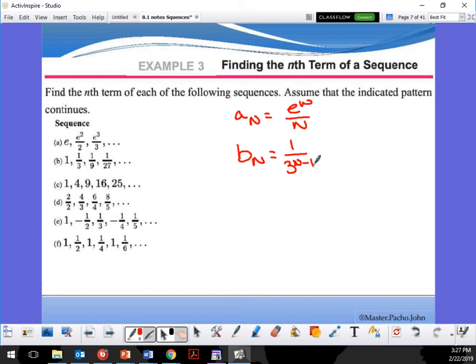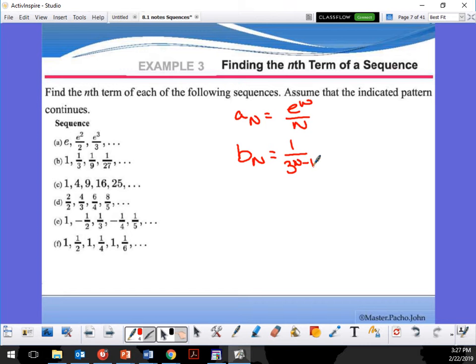Okay, next one is going to be 3. 3 minus 1 is 2, so 3 squared is 9, 1 over 9. There we go. And 4. 4 minus 1 is 3. 3 to the third is going to be 27, so 1 over 27. Hey, that does work. Good job.